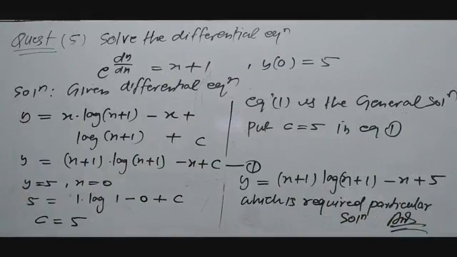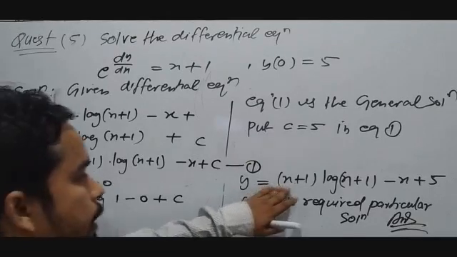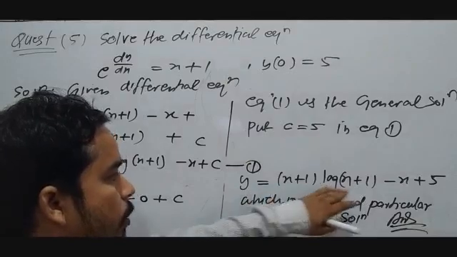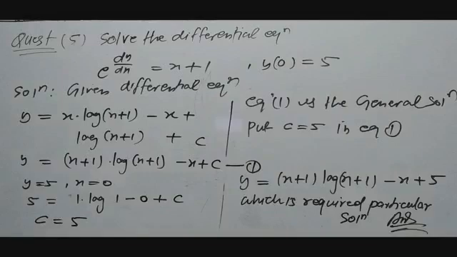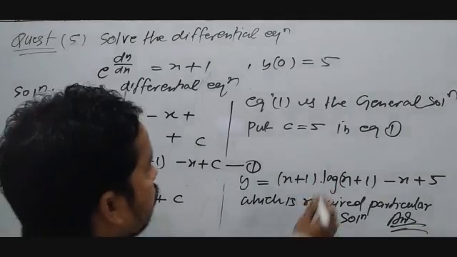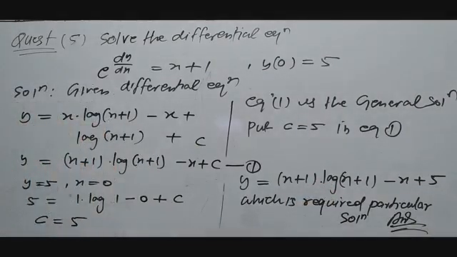So the answer is x times log of x plus 1 plus log of x plus 1 minus x plus c, or plus 5. This is the answer. You can split it or you can multiply: x times log of x plus 1 plus log of x plus 1 minus x plus 5. Now this is the answer. Now this question is completed.